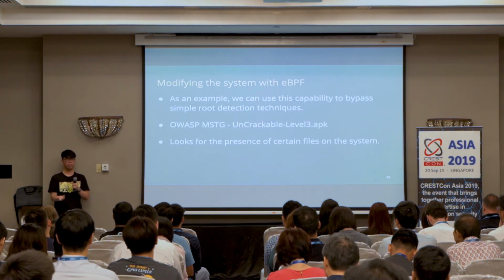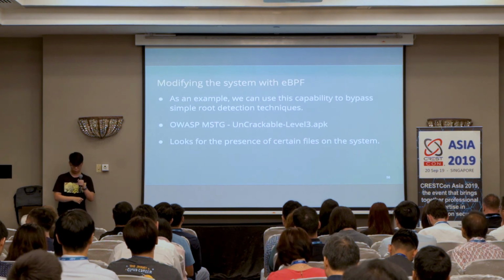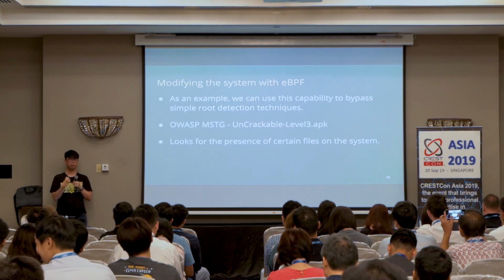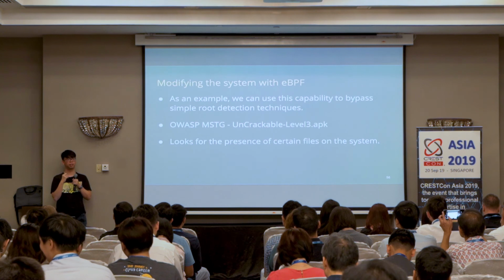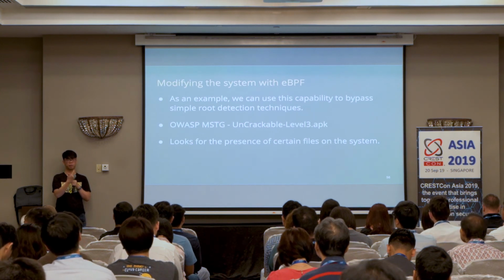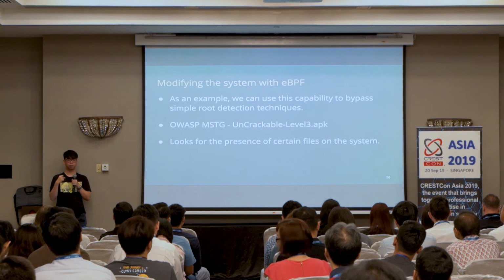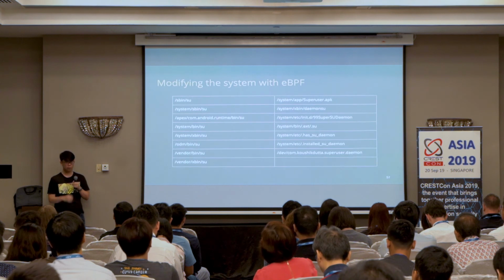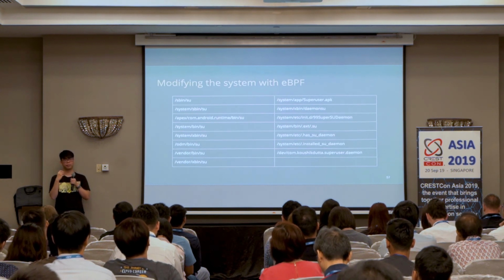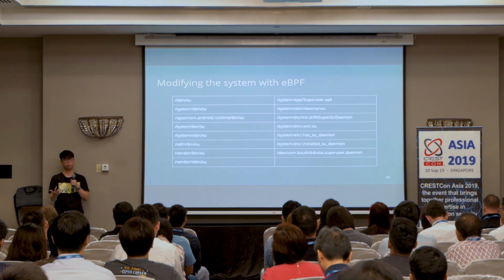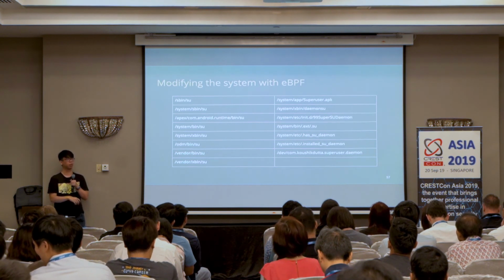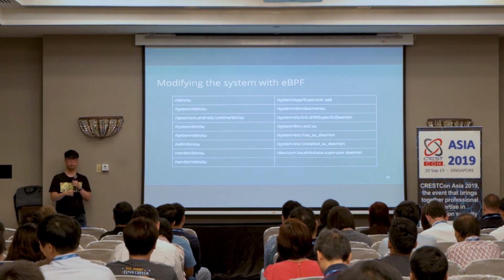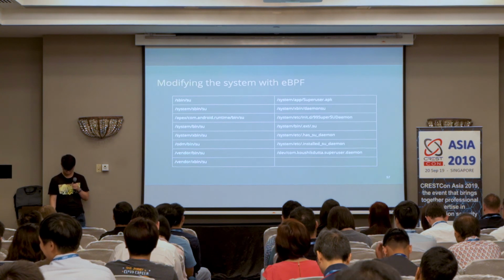I'm not going to show a ROP chain, but as a very simple example, I will show how you can use this capability to bypass a very simple root detection technique. The example I'll be looking at is the UnCrackable Level 3 APK from OWASP's MSTG. What this APK does for root detection is it looks for the presence of certain files on your system. The files that it looks for are listed here, and you can see that they're all related to the various rooting frameworks. It looks for the presence of the su binary or the superuser APK file. If it detects any of those files on your system, it will bail out, otherwise it will continue running.